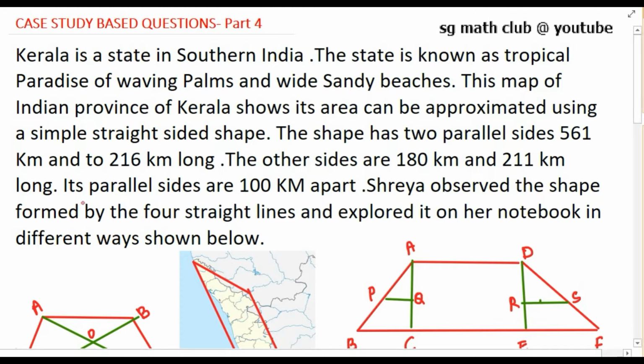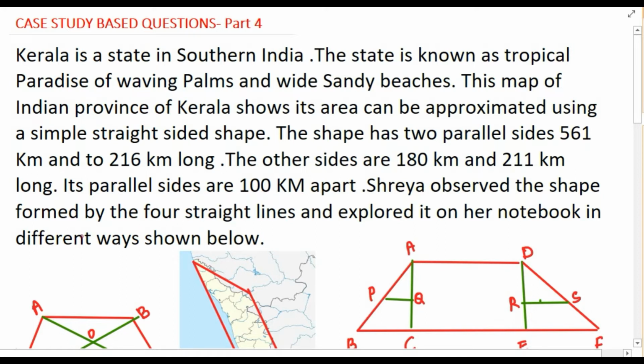Question goes like this. Kerala is a state in southern India. The state is known as tropical paradise of waving palms and wide sandy beaches. This map of the Indian province of Kerala shows its area can be approximated using a simple straight-sided shape. The shape has two parallel sides, 561 km and 216 km long. The other sides are 180 km and 211 km long. Its parallel sides are 100 km apart.